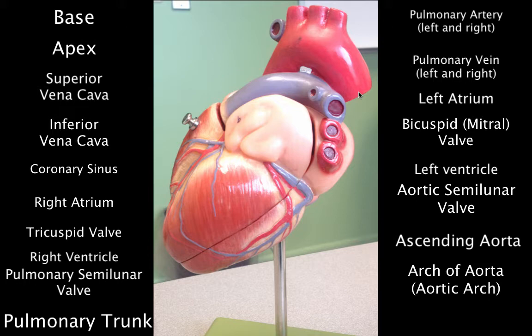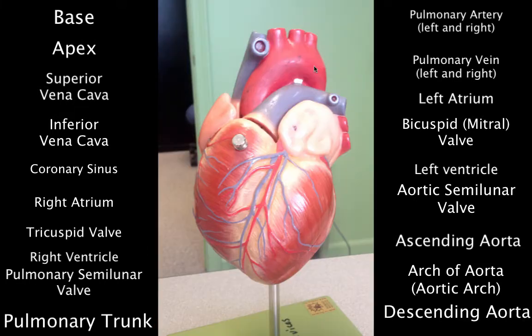That's going to be the descending aorta. Now again, I want you to remember that we have these three regions that we can see on this heart, and that's all you're really going to be tested on for the lab portion. But for lecture, you'll also need to know that there are two other parts of the aorta. So let's talk about those real quick.